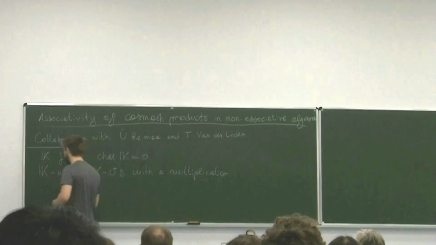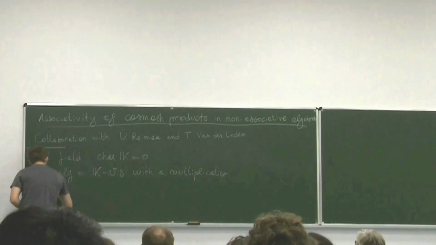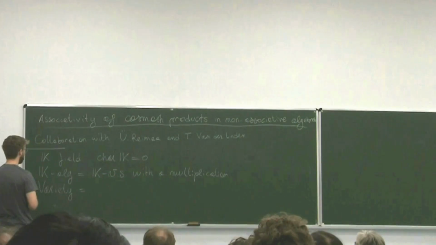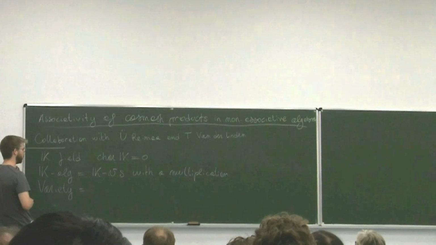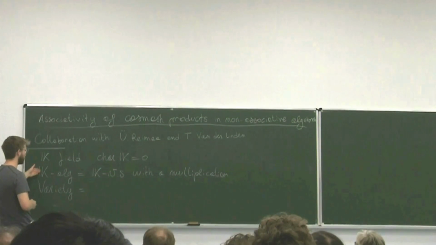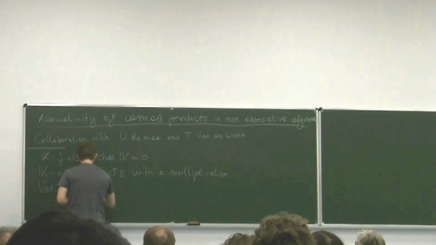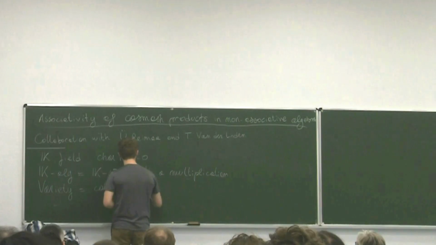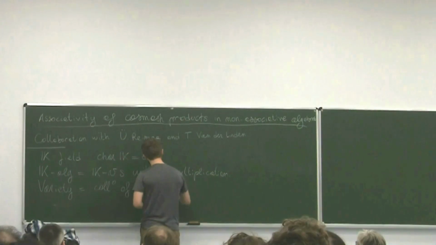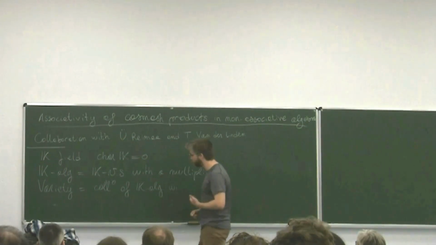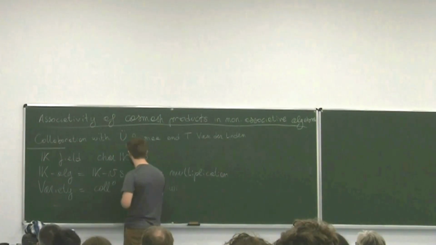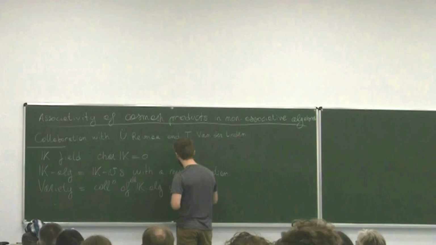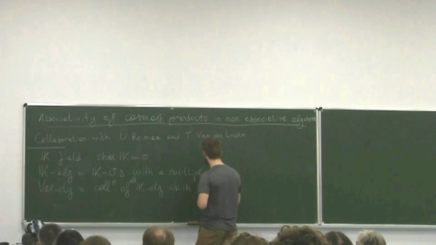Okay, and the last word we should agree on, because I will use it a lot, is a variety. For me, a variety, I think about a variety of K algebras, and this means a collection of all K algebras which satisfy a chosen set of equations.